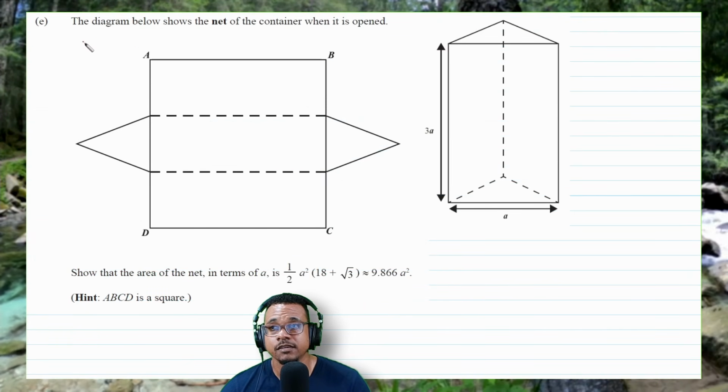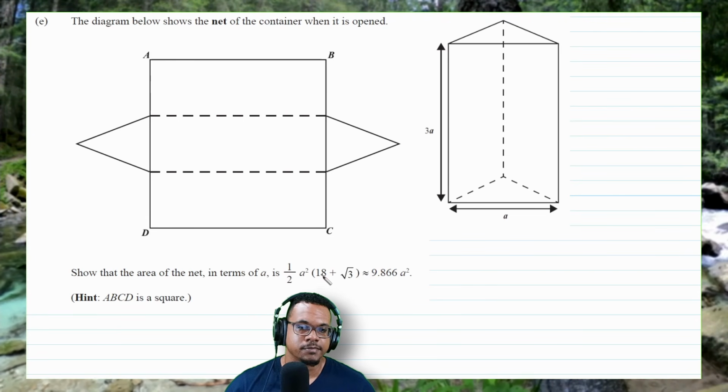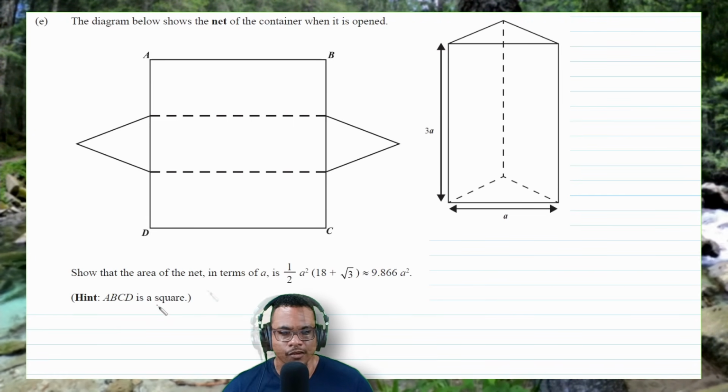Now here for part E, we have the net of the triangular prism, right? So this is the net of the triangular prism. And we want to show that the area, which is the total surface area, is equal to half a squared times 18 plus the square root of 3. And of course, they're giving us a hint that this A to B to C to D, this whole thing here is a square.